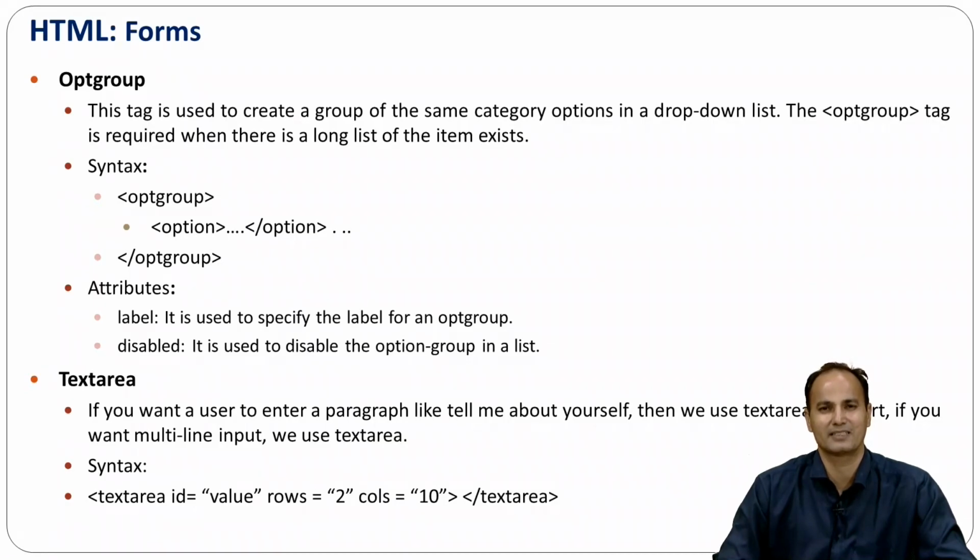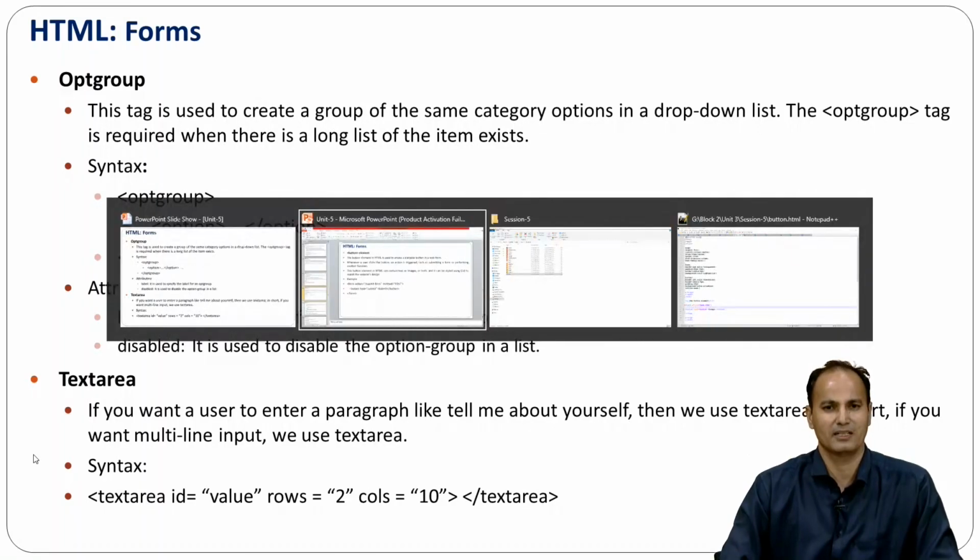Generally, the text area consists of a rows and columns mechanism. Based on how many columns and how many rows we have specified, the text area is going to be created. So moving further, let's understand the concepts of text area, option group, button and label through practical examples.